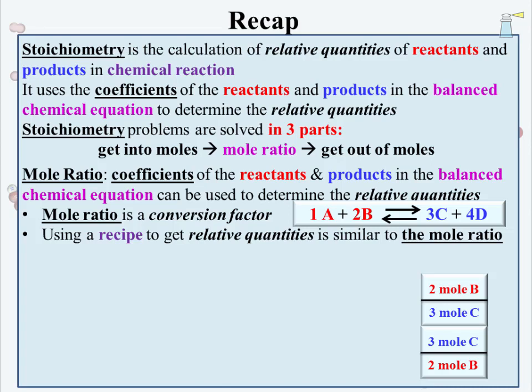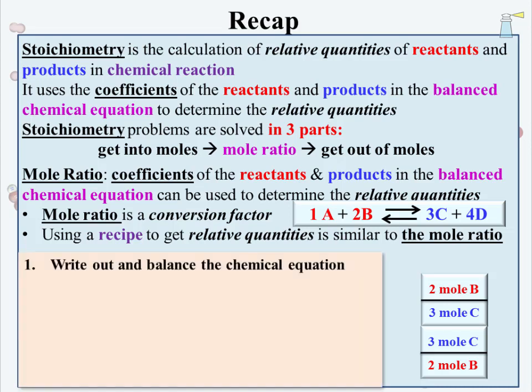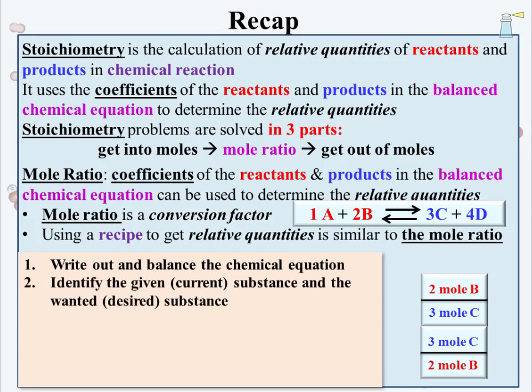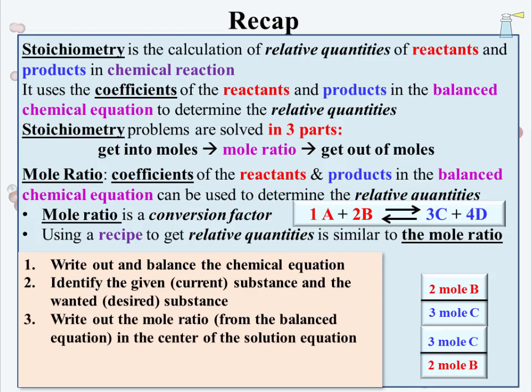A set of steps was laid out to handle the central part of the stoichiometry problem. It is limited to problems that give the current units in moles. First, write out and balance the chemical equation of the reaction in the problem. That is where the mole ratio will come from. Then identify what the problem gives as the current substance with its units, and the wanted or desired substance, a known and an unknown. From these substances and the balanced equation, write out the mole ratio and place it in the center of the solution equation.